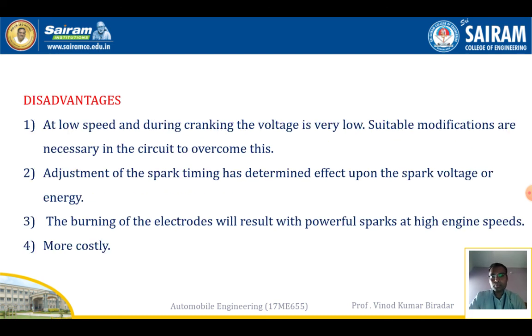Now the disadvantages. At low speed during cranking, the voltage is very low. For that reason, the spark plug ignition or current production may stop, so they may face problems. Adjustment of the spark timing affects the spark voltage or energy. This means adjustment of the spark produced is a little difficult, and the cost is a little high compared to the battery ignition system.